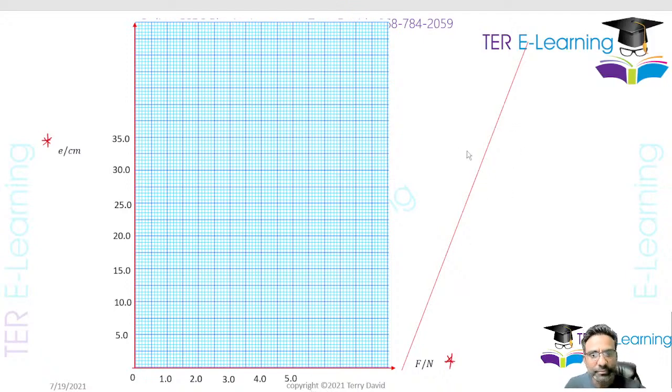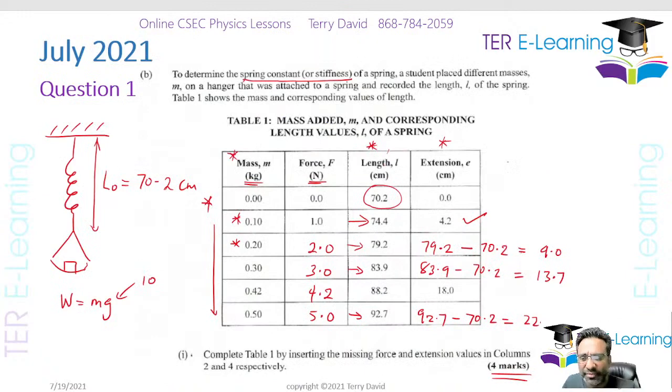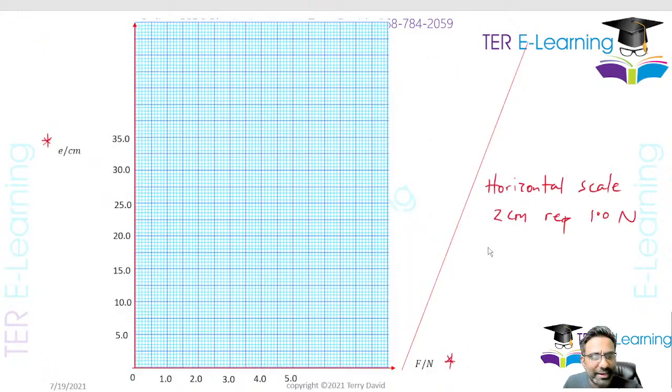So on my horizontal scale, I'm using 2 centimeters to represent 1.0 newton. That's what I'm using on my horizontal axis. On my vertical axis now, because I want to cater, I want to reach as far as 22.5, sorry, not 20.2, 22.5. That's what I'm trying to reach. So on my vertical scale in this scenario, I chose 2 centimeters to represent 5.0 centimeters, right? That's what I chose for my scale here.